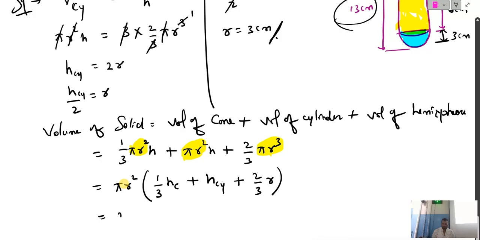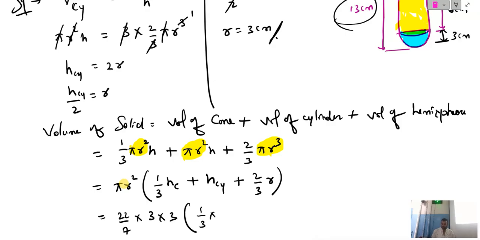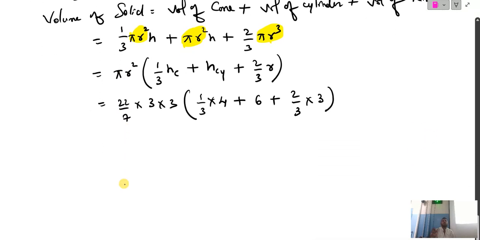Now can we substitute? 22 by 7 into radius is 3 into 3. Radius is 3 centimeter. 1 by 3 into height of cone 4. Right? Plus height of cylinder 6. Plus 2 by 3 into radius 3. Any doubts? Now 7 and 3, is it cancelable? No. Keep it as it is. 22 by 7 into 3 into 3. Don't do anything for that.